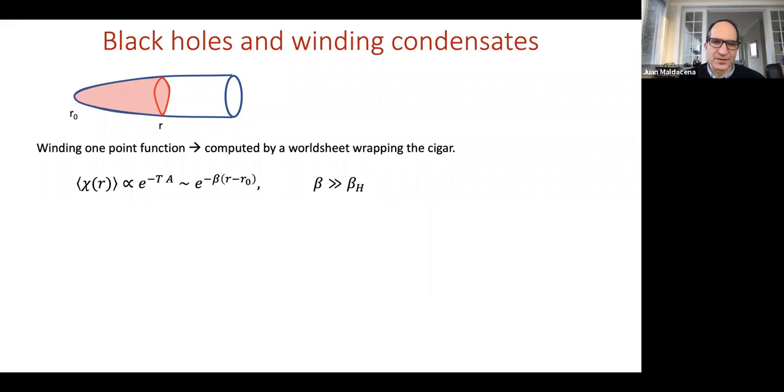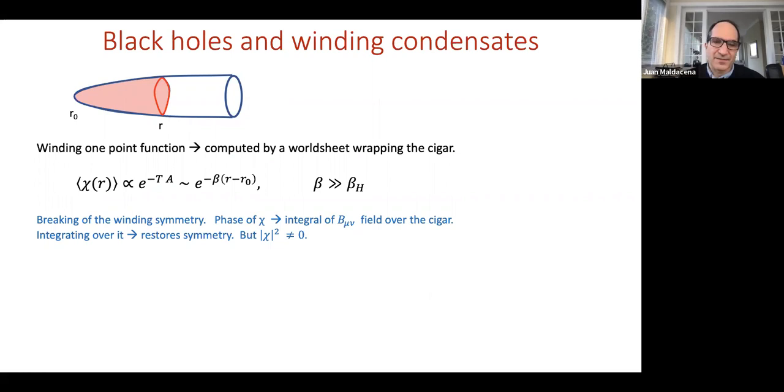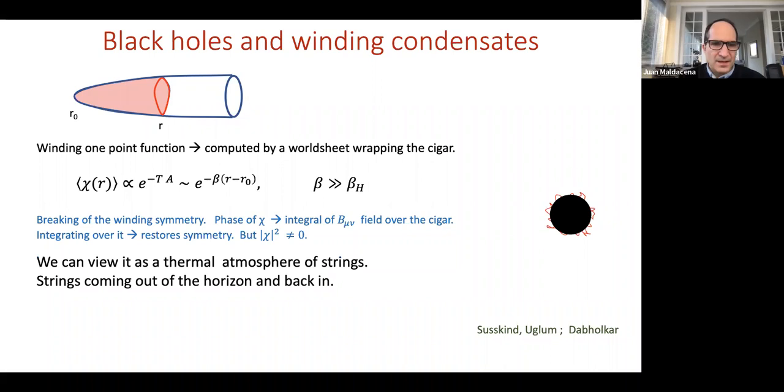Now this winding symmetry is broken, and the phase of chi is related to the integral of the B field on the cigar. In the quantum theory, we would integrate over the value of this B field, and we would restore the symmetry. Okay, but still chi squared is non-zero. But that's just a quantum effect. So classically, we have a standard phenomenon of symmetry breaking.